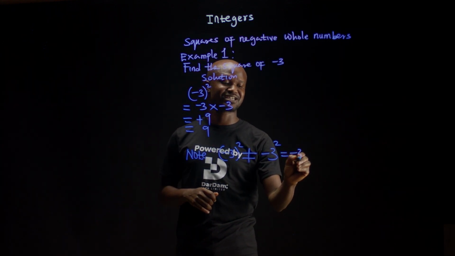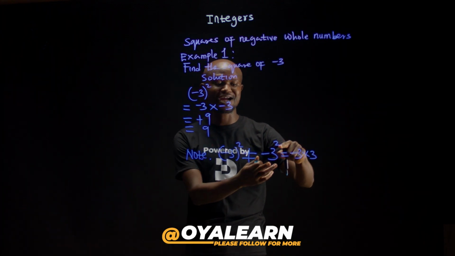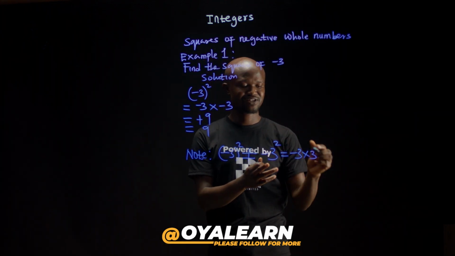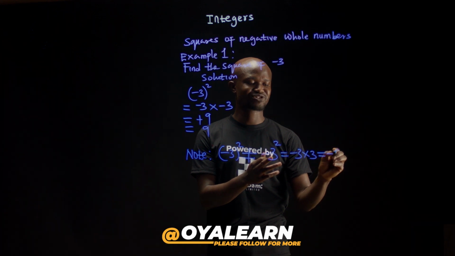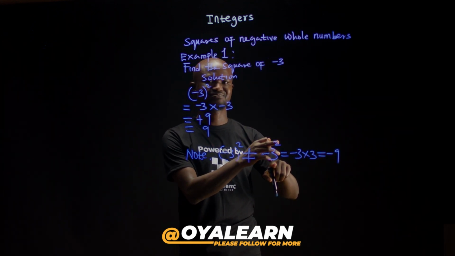This is minus 3 times 3. That's the meaning. Because you're only squaring 3 here. The 2 is not affecting the minus. So this one is minus 9. That's the answer to minus 3 square.